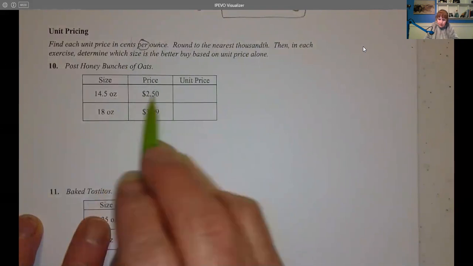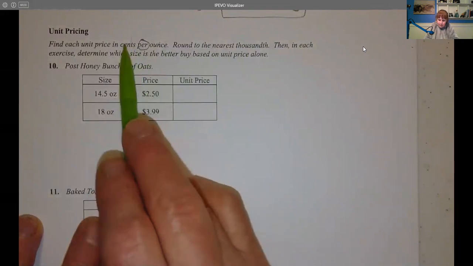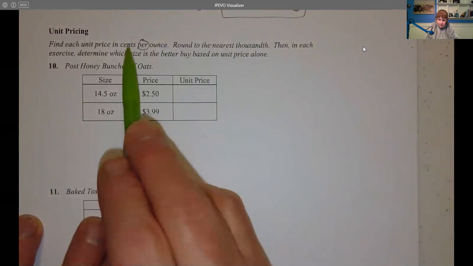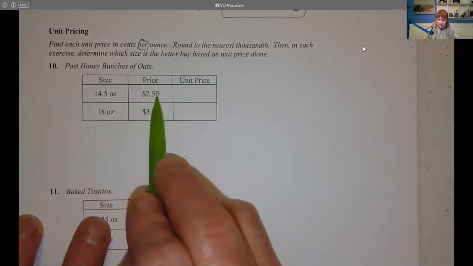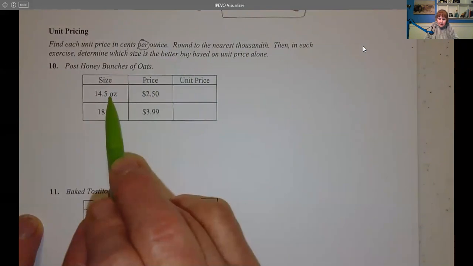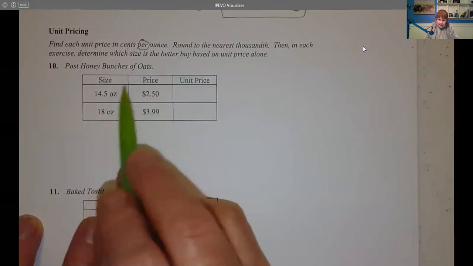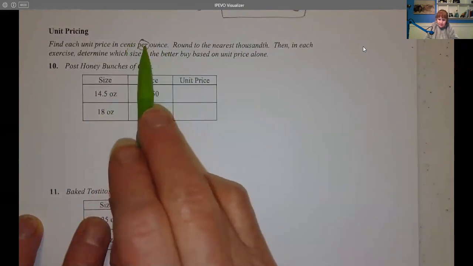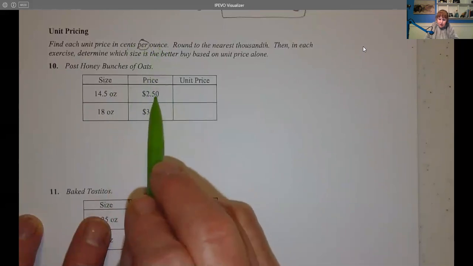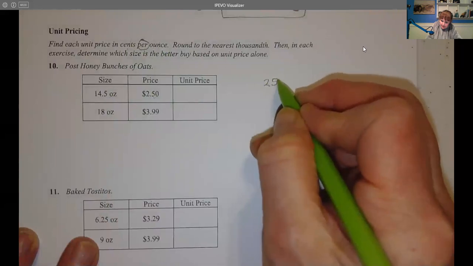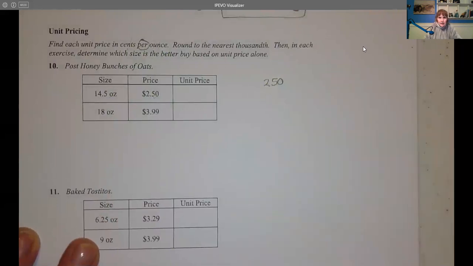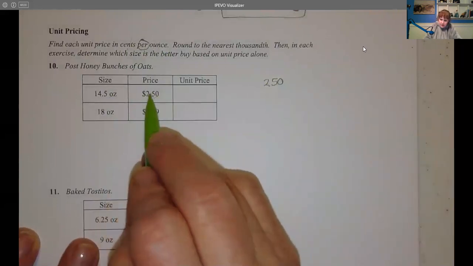So we'll deal with that later. We'll make sure that we have cents and not dollars. But we're going to take $2.50 divided by the number of ounces, because that's what we want, the cents per ounce. Now you can change that to cents right now since we want our answer in cents. So you move the decimal over twice.